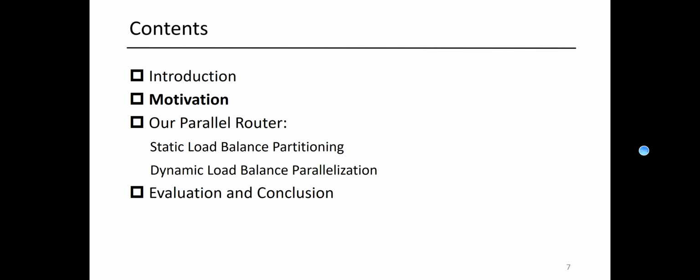Now the motivation is introduced. The motivation for our parallel router is that the number of terminal pins is different between nets, leading to the load imbalance in the parallel routing process. This problem is demonstrated by 2 experiments as follows.